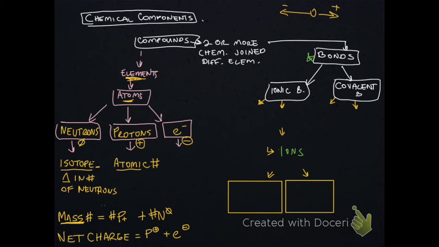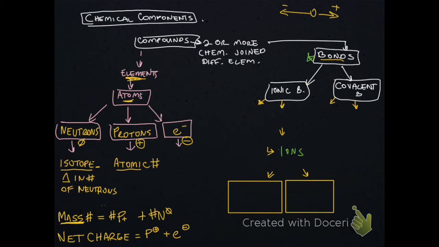Okay, so let's continue on with this page of notes and talk about bonds. So compounds are two or more of these atoms that are joined together by bonds. In biology, we have two main types of bonds. They're either ionic or they're covalent. Covalent are also referred to as molecular bonds, and they're only formed by nonmetals. Covalent bonds are formed only by nonmetals. Ionic bonds can be from metal or nonmetal.